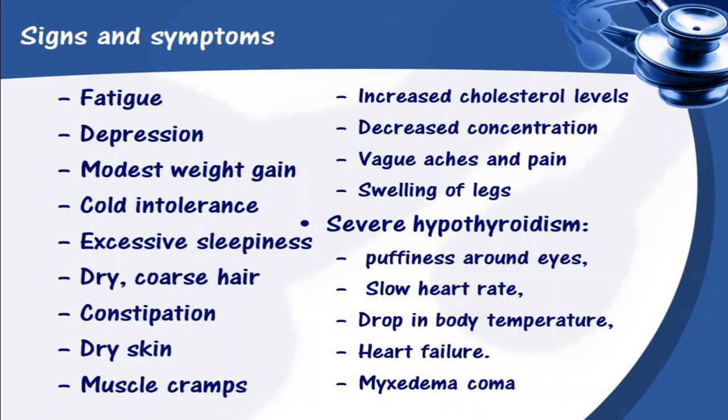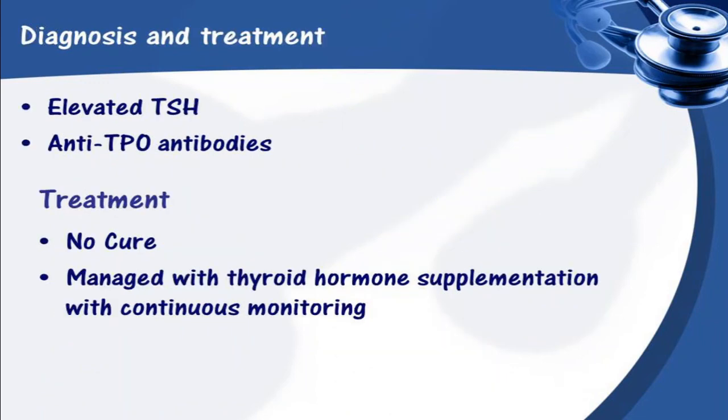If you have severe hypothyroidism, there will be puffiness around your eyes, slow heart rate, decreased body temperature, heart failure, and even myxedema coma. Diagnosis is through TSH, where you have an elevated TSH and the presence of anti-TPO or thyroperoxidase antibodies. Treatment, there is no cure as of now because it's an autoimmune disorder, and it can be managed using thyroid hormone supplementation but requires continuous monitoring.